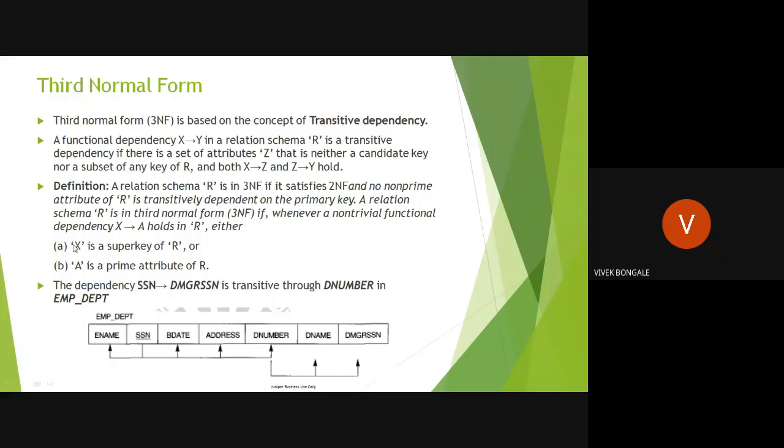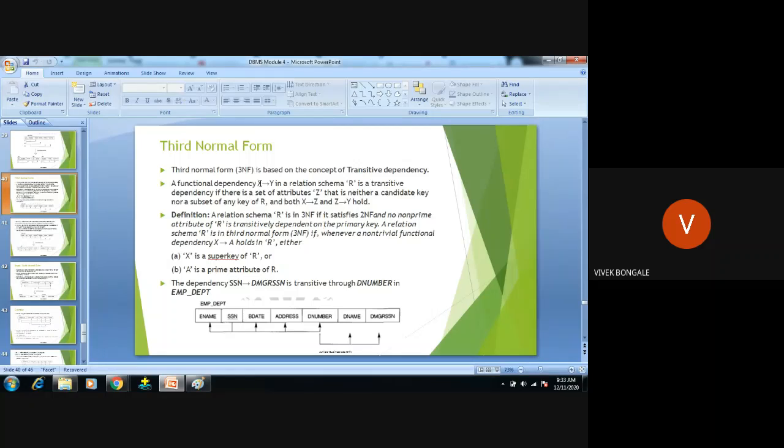So X is a super key of R. As I said, X is a super key of R, which means X determines Y here. If you want to say that a particular attribute is in third normal form, X should be a super key or Y should be a prime attribute. These two conditions should be checked to say whether the table is in third normal form or not.